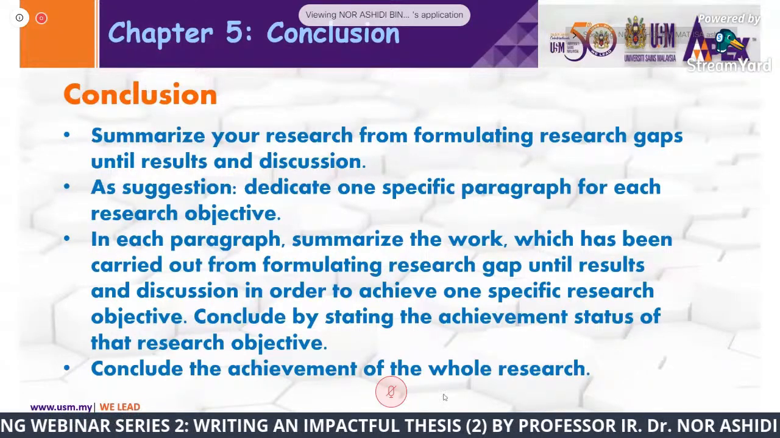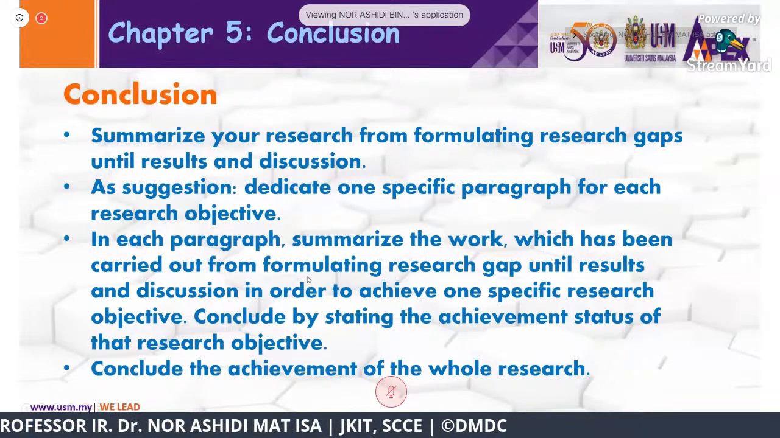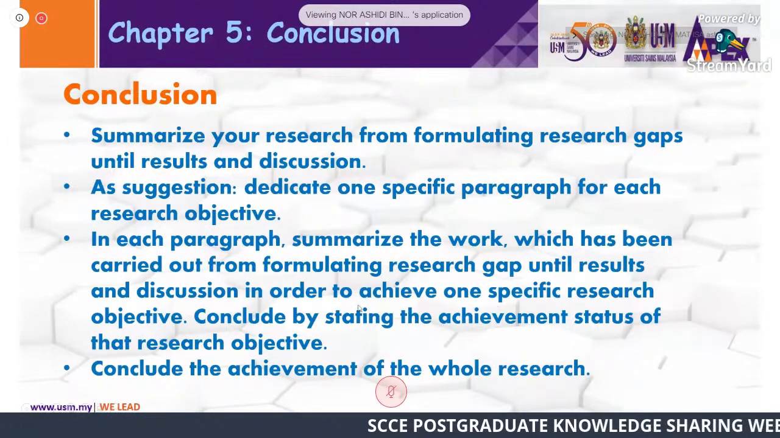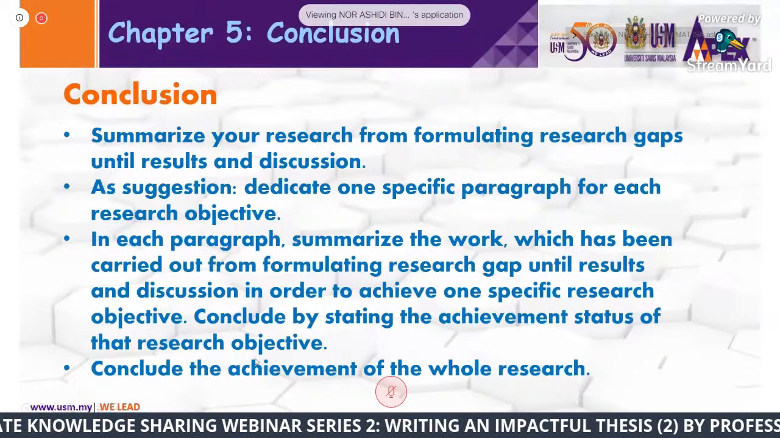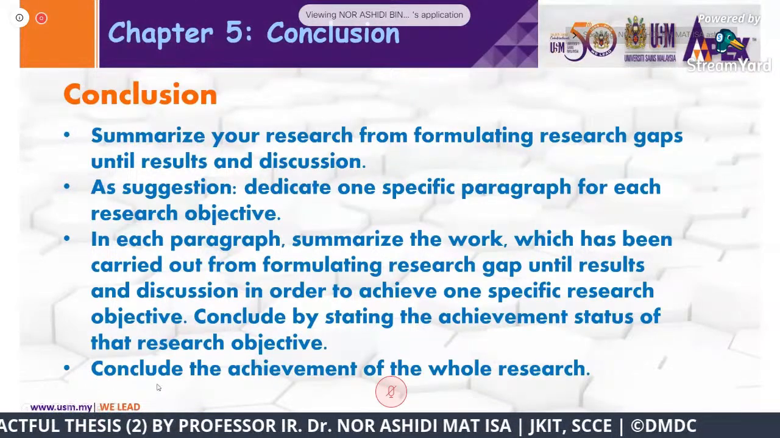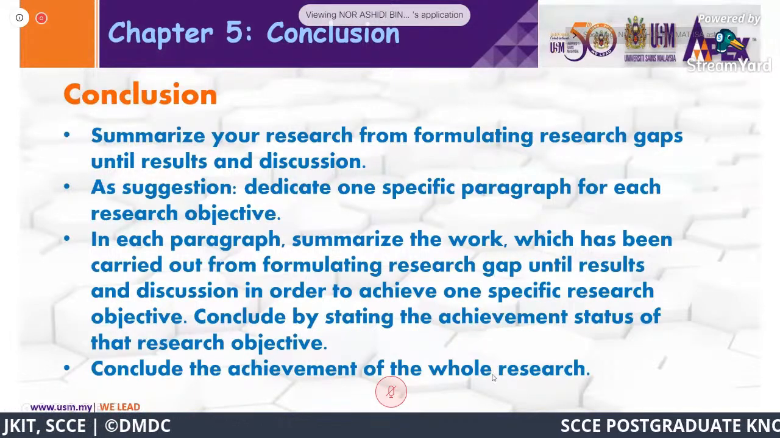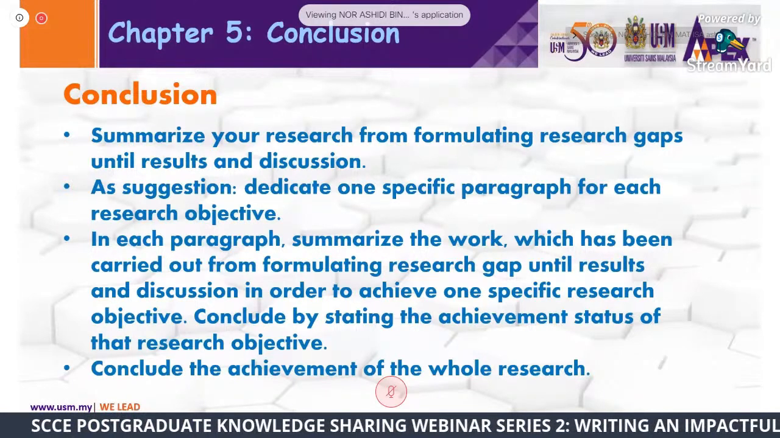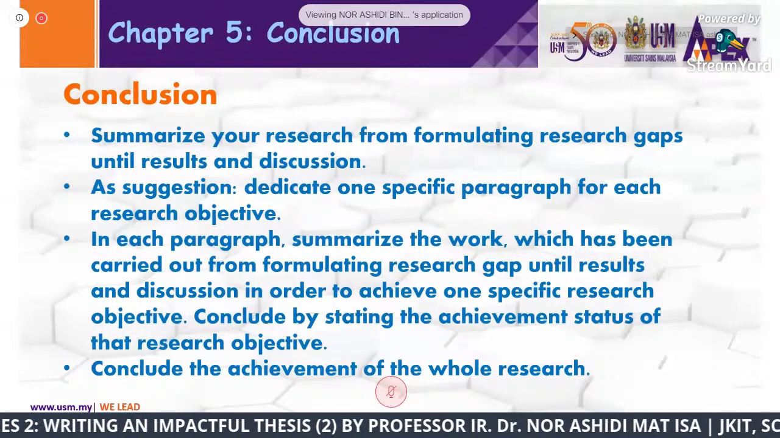Okay? In each paragraph, summarize your work which has been carried out from formulating your research gap until your result and discussion, in order to achieve one specific research objective. Conclude by stating the achievement status of the research objective. Then you can have another paragraph to show the achievement of your whole research. So it's clear that one paragraph is for one objective. The first paragraph shows that your objective number 1 has been achieved, the second paragraph shows that your second objective has been achieved, and so on.